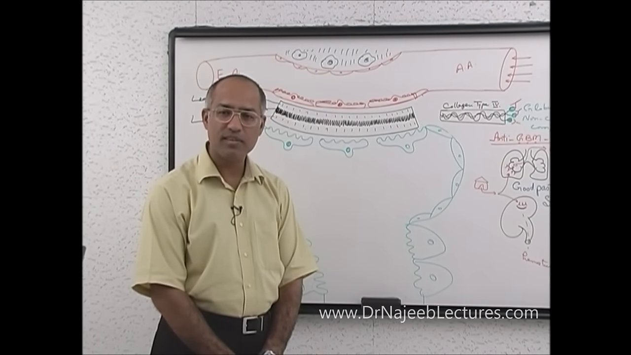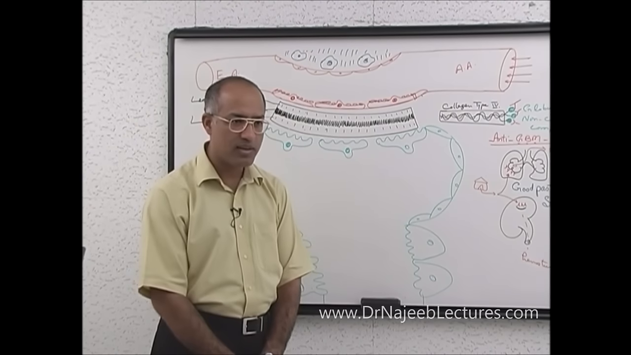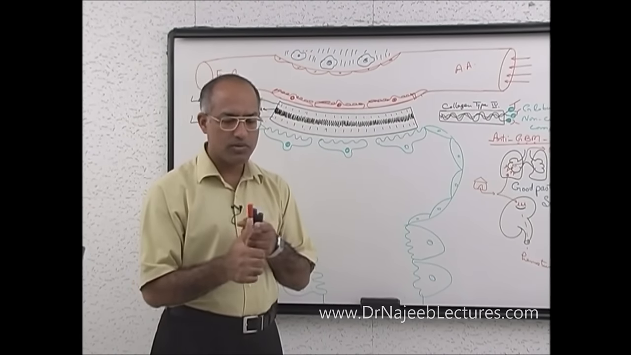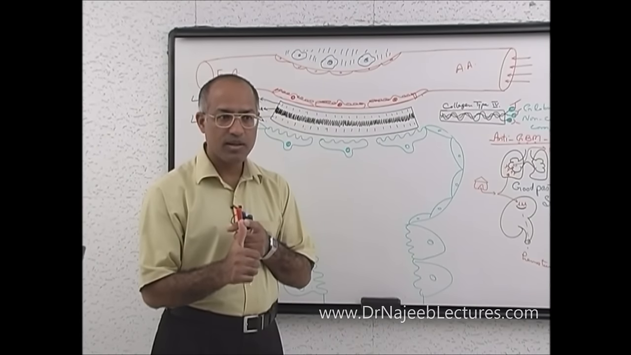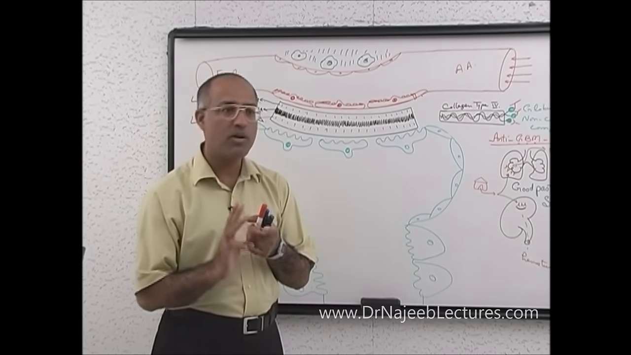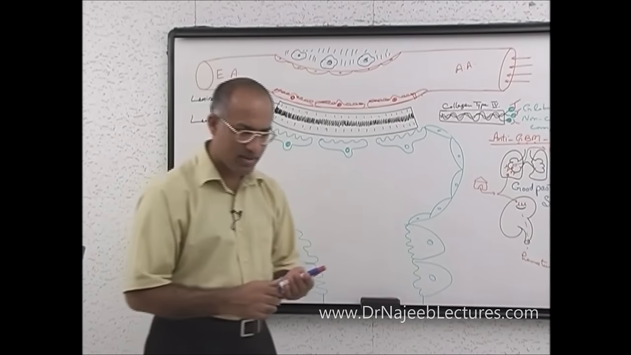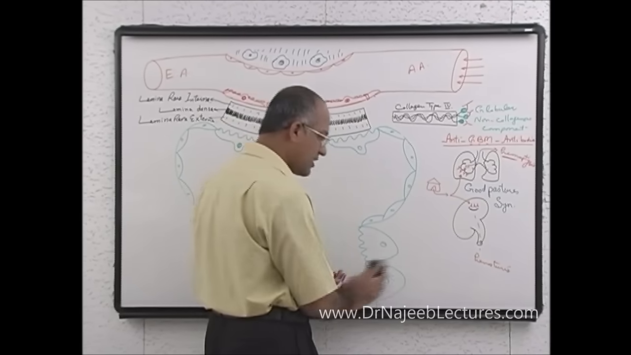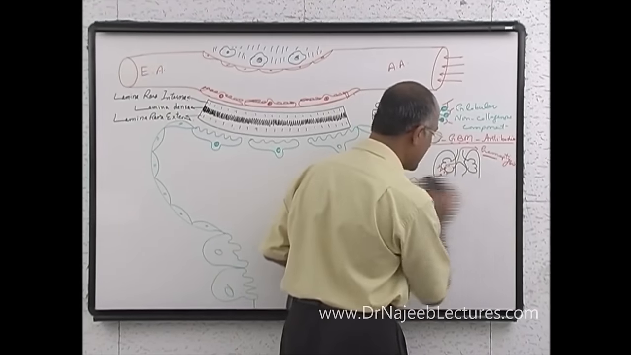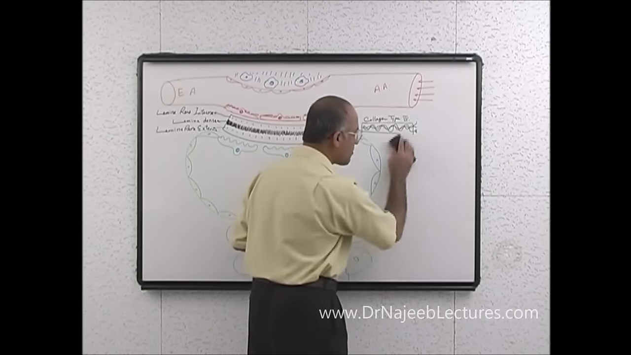Type 1 collagen makes which structure in the body? Yes, Shireen will tell me. At least you should know what type 1 collagen is doing, where type 2 collagen is involved in the body, where type 3 is involved, where type 4 is involved. Type 1. Okay. Should I tell you a trick to help remember it?